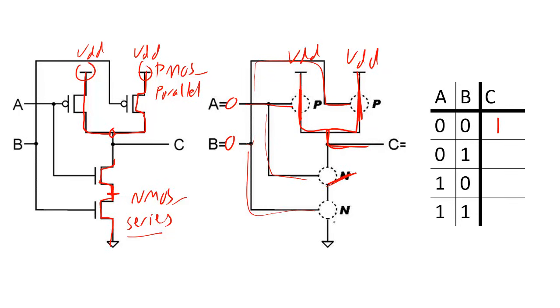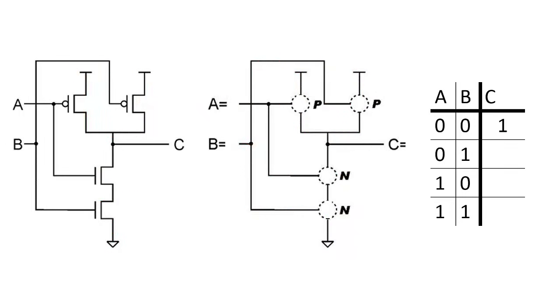And B is going to be connected to this NMOS and create an open. So there's no path between ground and the output. So indeed, our output is 1. And let's try another input combination. So let's try with 0, 1.